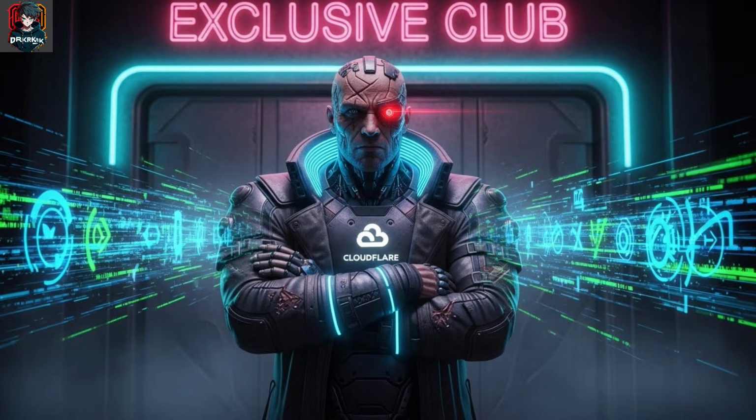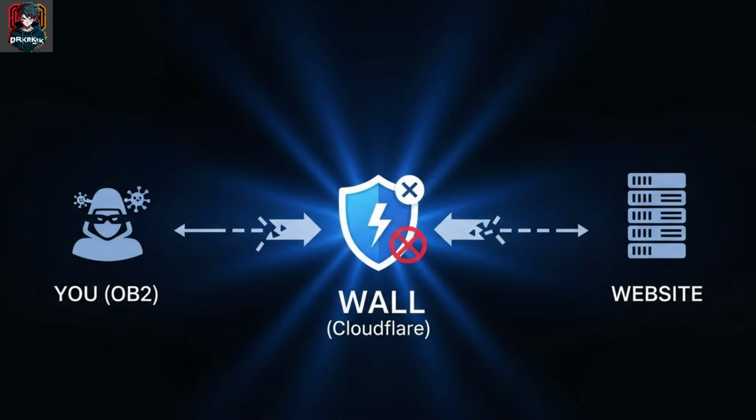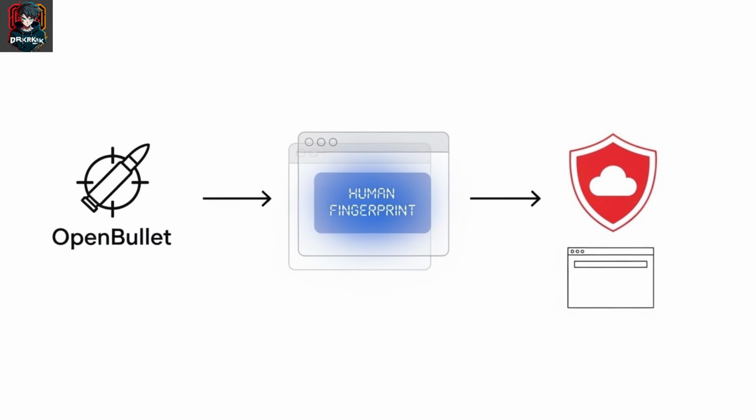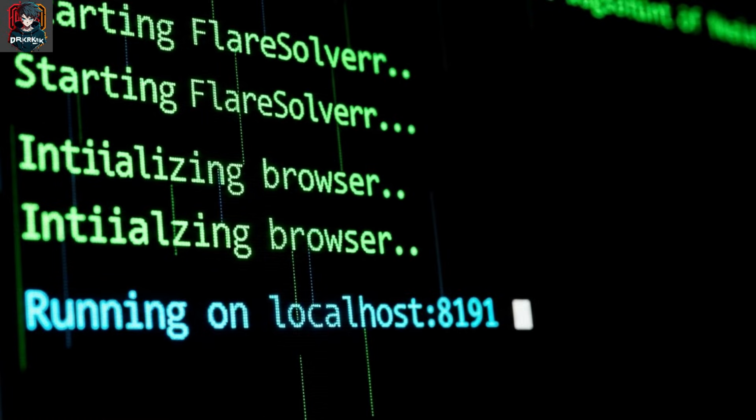Think of it as the bouncer of an exclusive club. Before you get to the website server, you have to pass the bouncer. When you use OpenBullet normally, you will look like a robot. You have no browser fingerprint. Your bot cannot solve it. You got blocked. Game over.